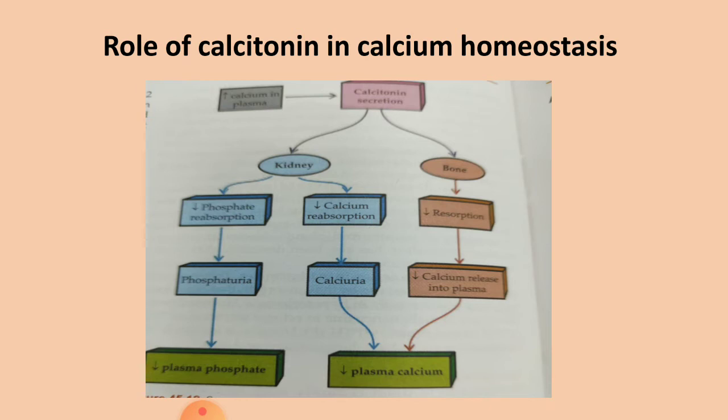The main function of calcitonin is to maintain calcium homeostasis. I have already mentioned that its main role is to reduce blood calcium level by its action on different target organs like bones, like kidney. In the bones, calcitonin exerts its main action on osteoclasts. How does it help to reduce the blood calcium level?